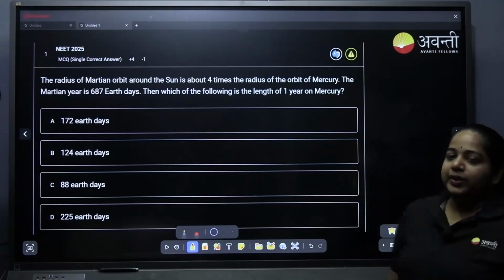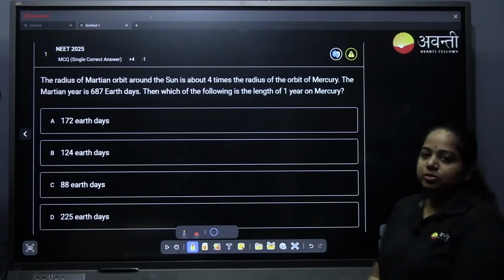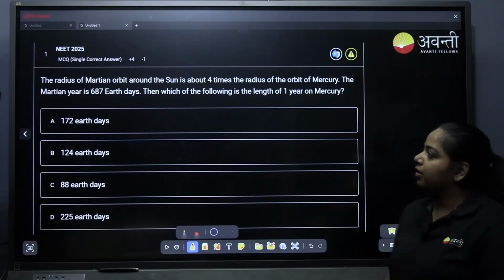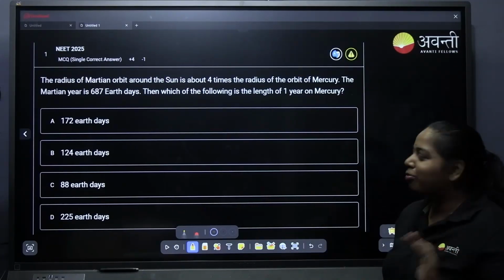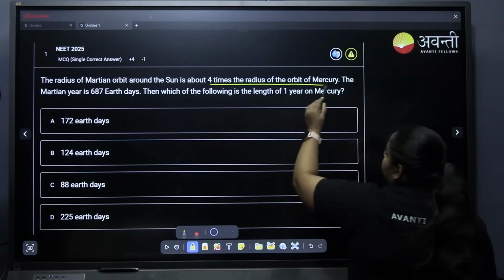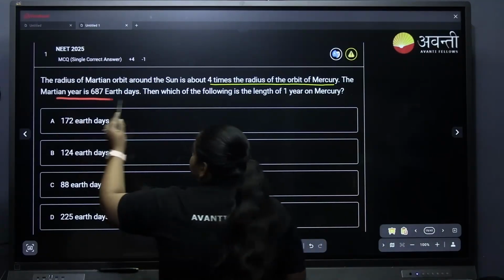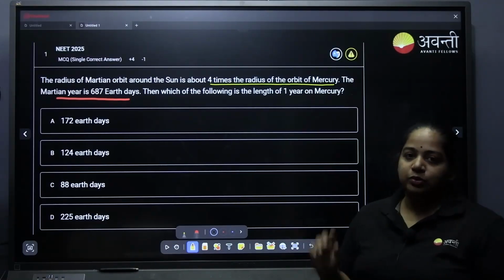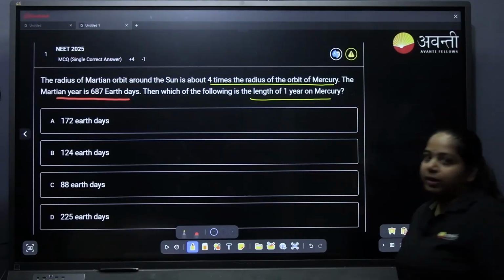So this is from NEET 2025. Please read the question. The radius of Martian orbit, which means orbit of Mars, around the Sun is 4 times the radius of orbit of Mercury. One Martian year is 687 Earth days. Okay, 1 year on Mars is equal to 687 Earth days. Which of the following is the length of 1 year on Mercury?